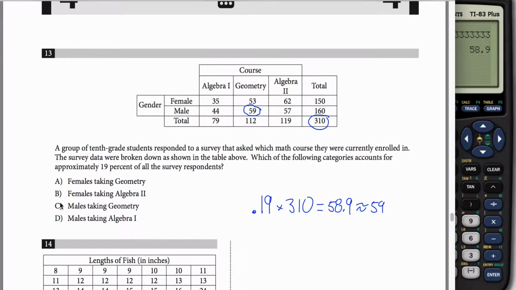So if you go here and read part C, it says the males taking geometry. That looks like it's really close to 59%. That would be my answer.